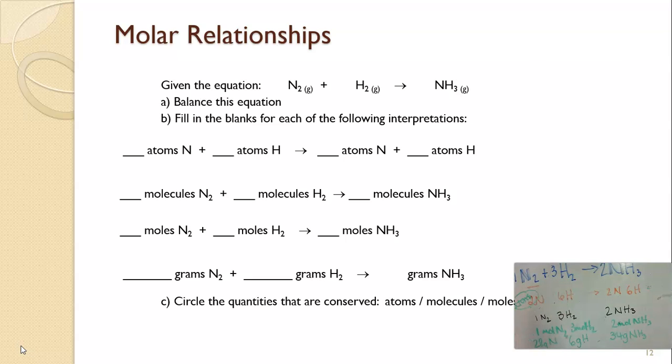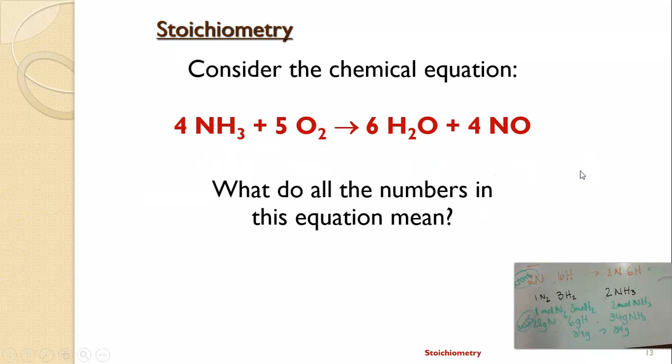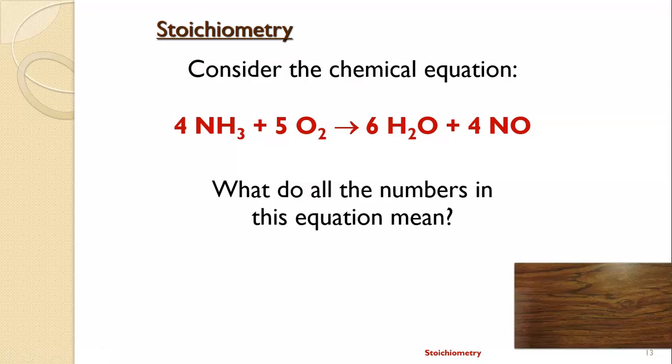What else is conserved? Mass. What do you mean mass is conserved? What's 28 plus 6? 34. 34 grams. Okay. So mass and atoms are conserved when we're doing these stoichiometric calculations. So let's consider this chemical equation.